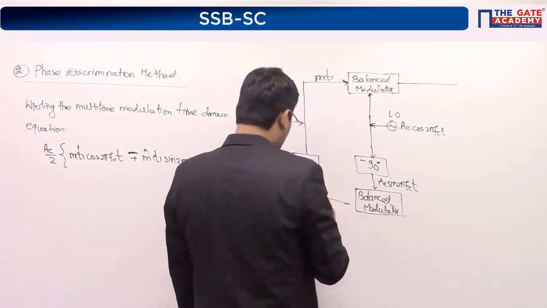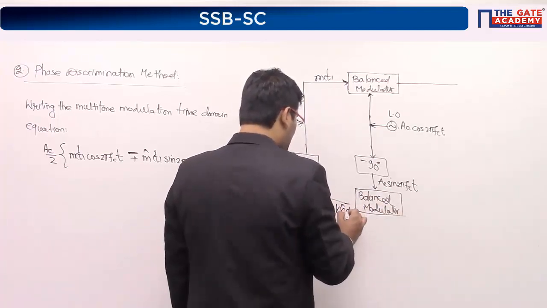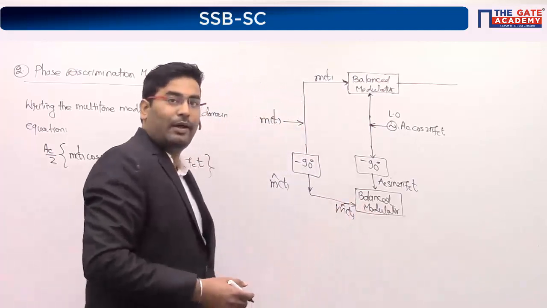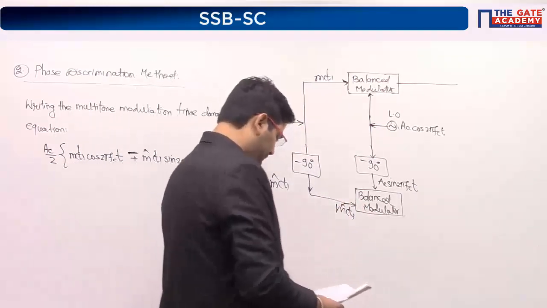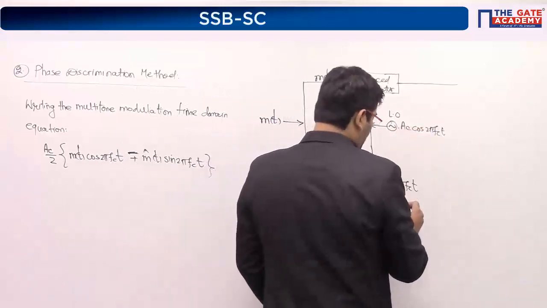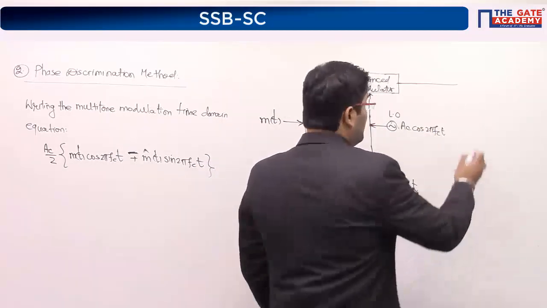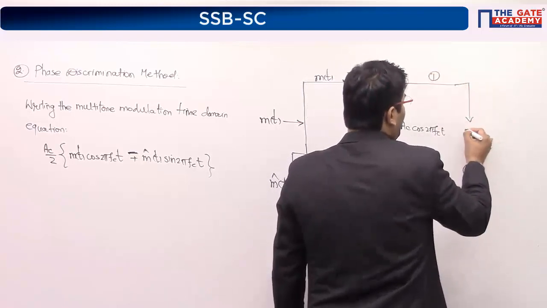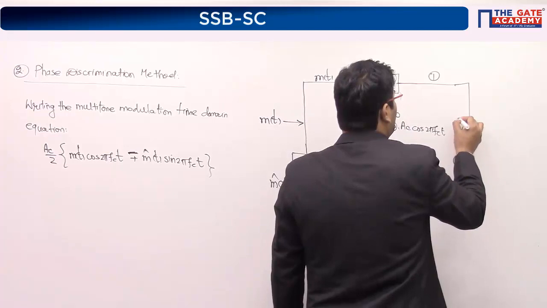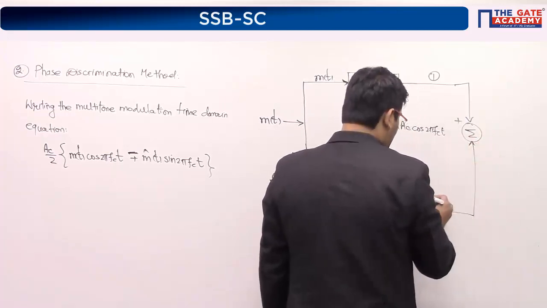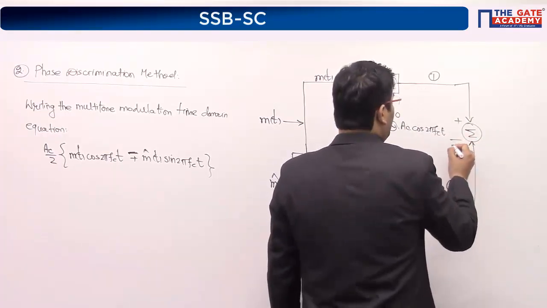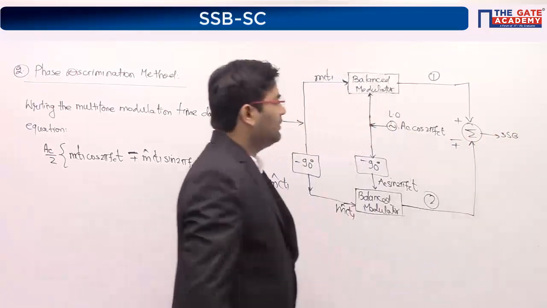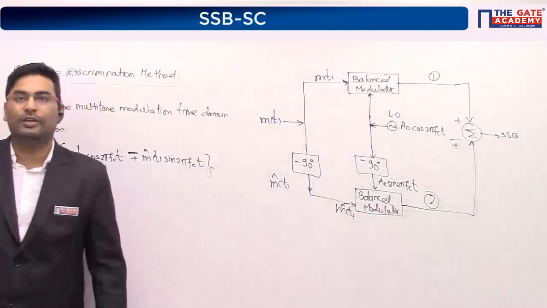So guys, here you are getting m hat t into the balanced modulator. You have Ac sin 2 pi fct, and the output, what you have to do: this one will get just added to the summer, but this one will be minus plus, and you get SSB. Yes or no? Just have a look. It's so easy to understand.